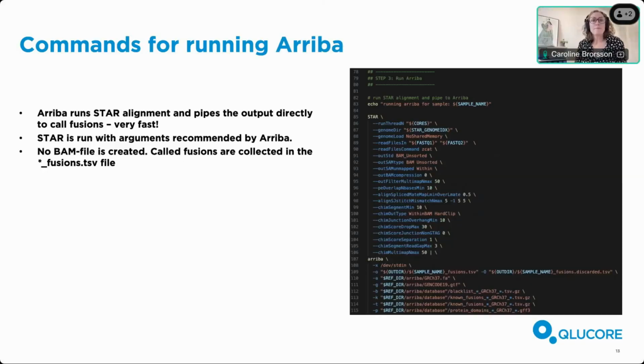Arriba also runs STAR alignment and pipes the output directly to call fusions. So it's very fast because it can start calling fusions at the same time as STAR is aligning. We run STAR with the arguments that are recommended by Arriba. And during Arriba calling, no BAM file is created. Instead, it collects all the fusions in the fusions.tsv file that we use.